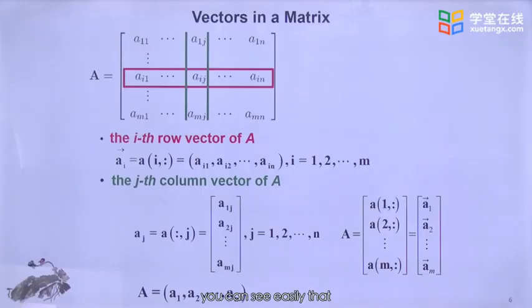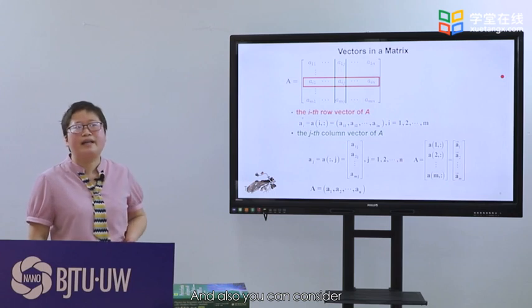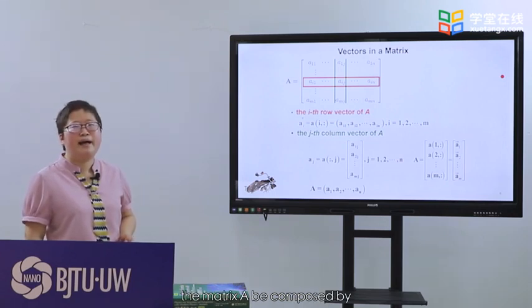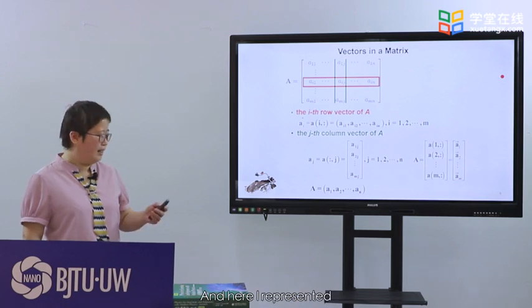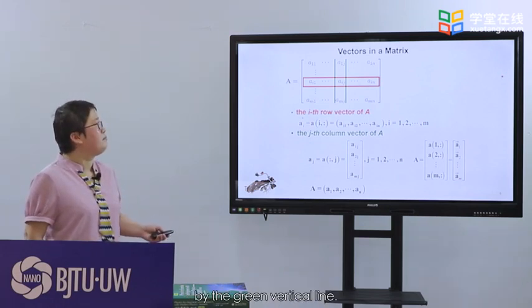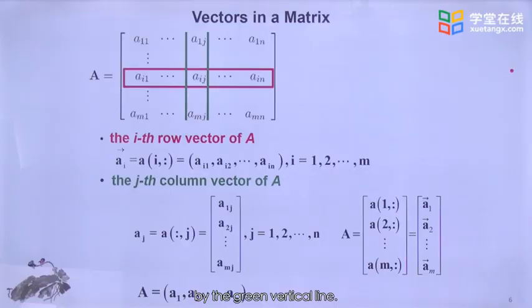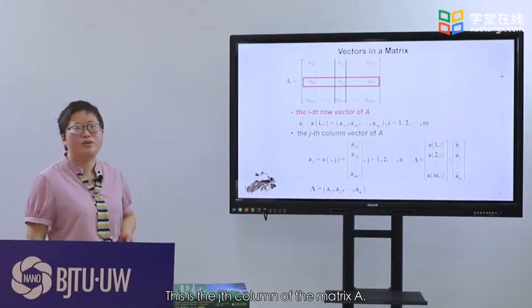And in a matrix, you can see easily that it is composed of row vectors. In fact, there are m row vectors, and for example, the ith row I just represent here by the red rectangle. And also you can consider the matrix A as composed of column vectors. So there are altogether n column vectors in this m by n matrix, and here I represent one by the green vertical line. This is the jth column of the matrix A.